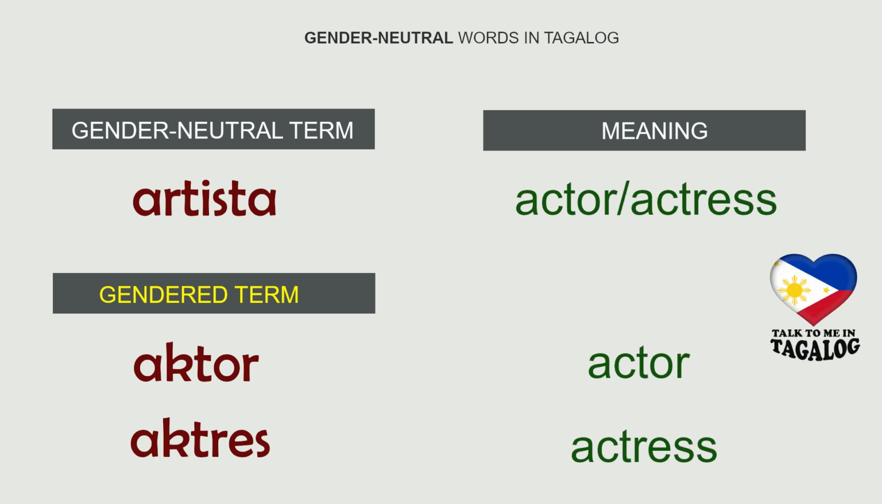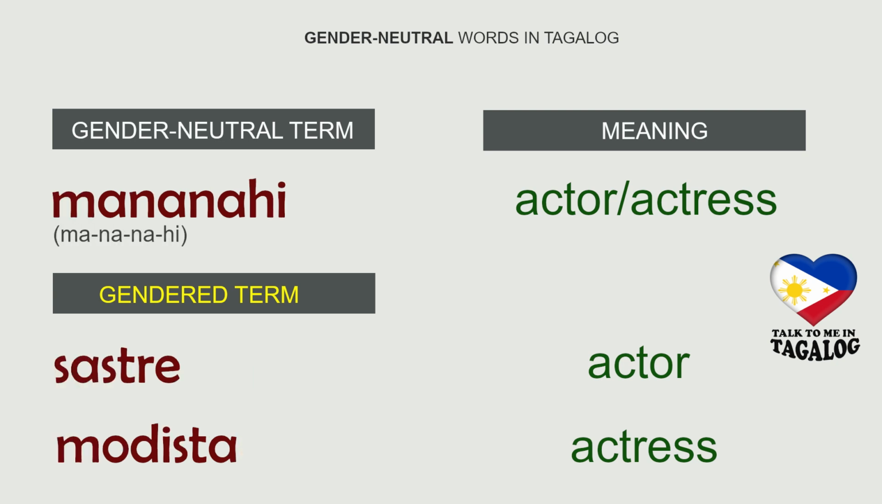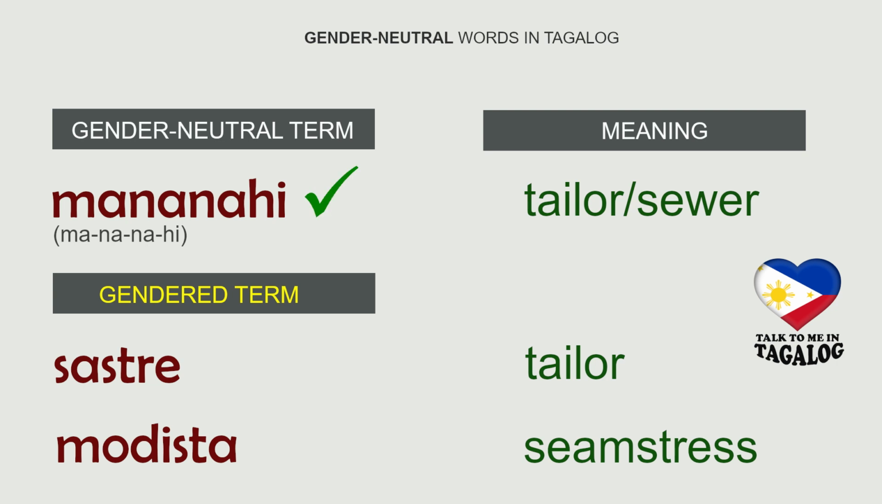Next is an easy word, artista, and it refers to both actor and actress. An actor in Tagalog is called aktor, and actress is actress. Mananahi, tailor or sewer. Sastre. Tailor. Modista. Seamstress.